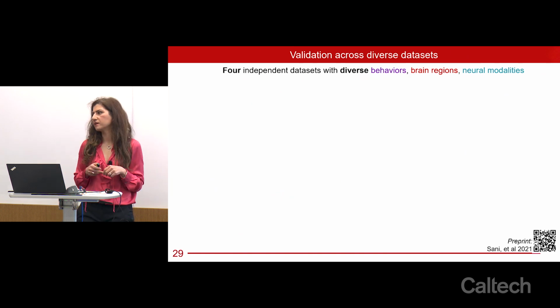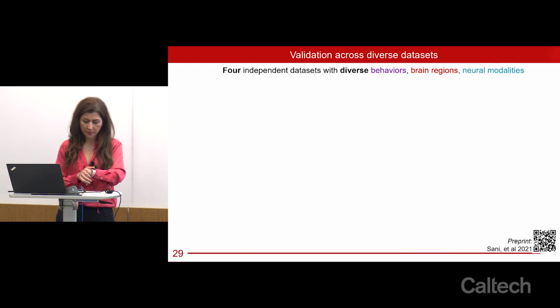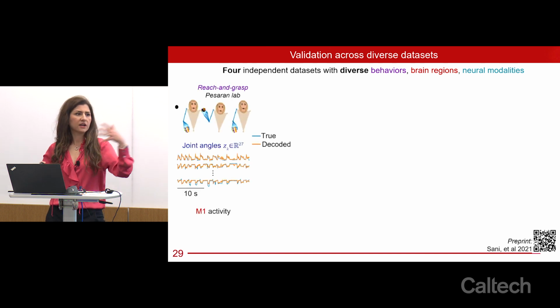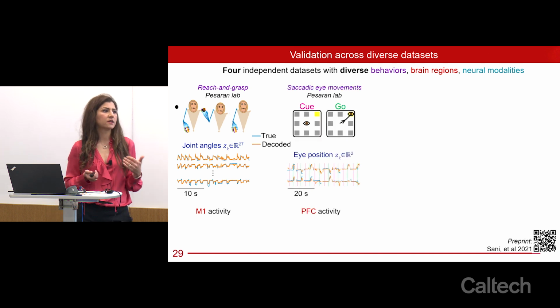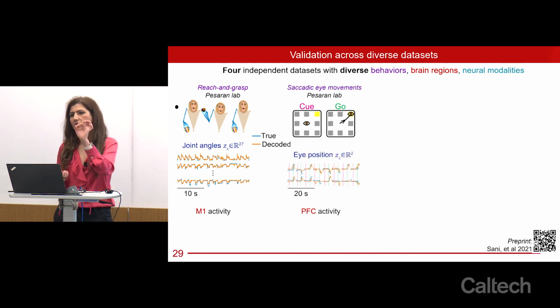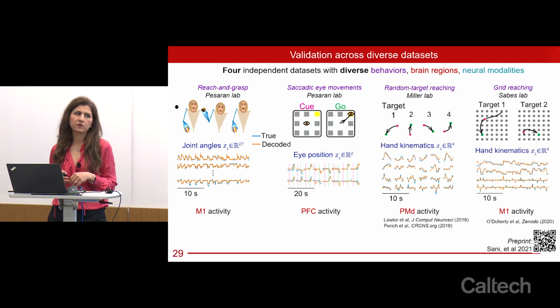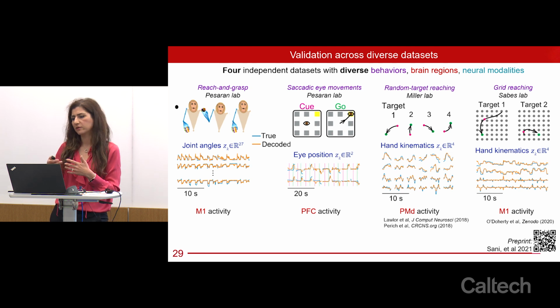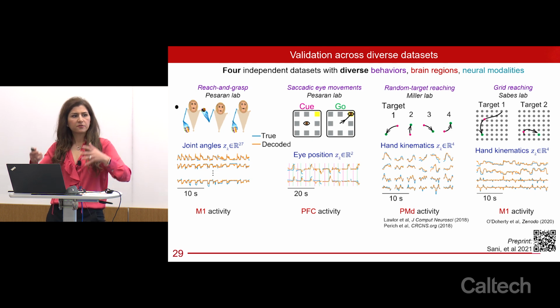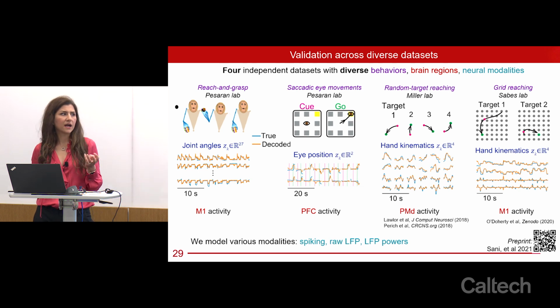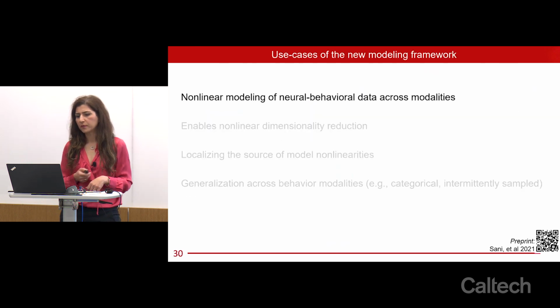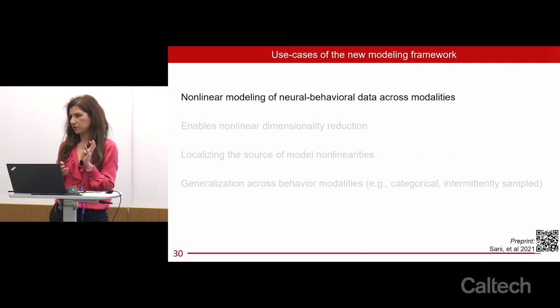We tested this method across 4 independent data sets. The first was the reach and grasp task that I've shown you over and over again from Bijan Pesaran's lab. The second one was a saccadic eye movement task, where monkeys were saccading to 1 of 8 directions while we were recording neural activity. And the third and the fourth one were public data sets that I've talked about already, the cursor movement task from the Miller and Sabes lab. So this gives us different brain regions, different behaviors, and we also looked at different neural modalities: spiking, raw LFP, and LFP power features. So there were 4 use cases that we wanted to establish.